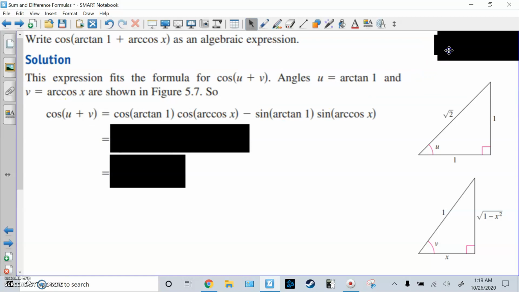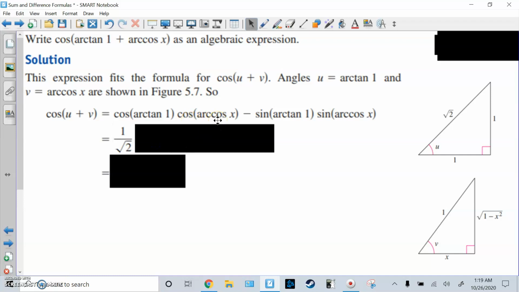Anyways, we have this. We do the sum formula for cosine. Remember, it's cosine times cosine minus sine times sine. First, second. We use this picture to help us. What is cosine of arctan of 1? So we're here. This triangle gives arctan 1. So what's cosine of u? Cosine of u is adjacent over hypotenuse. It's 1 over root 2. That's why it's 1 over root 2.